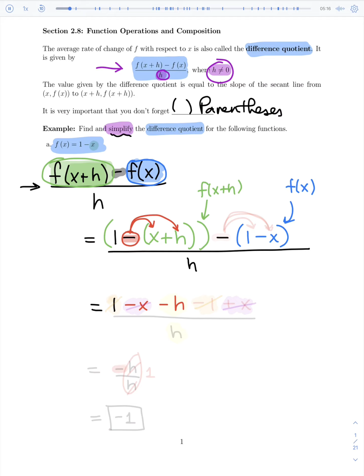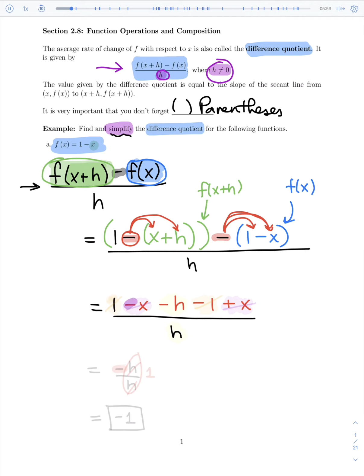However, I'm not done. Notice my f of x also has a minus sign out in front, so I need to also distribute a minus sign to everything inside of there. Well, that means that the negative times the 1 will give me a negative 1. Then the negative times the negative x will actually give me a positive x. And I can't lose that this was a big fraction with an h on the bottom.